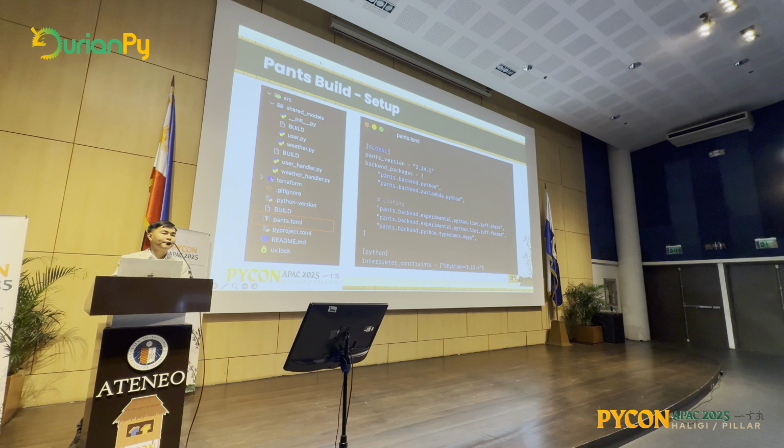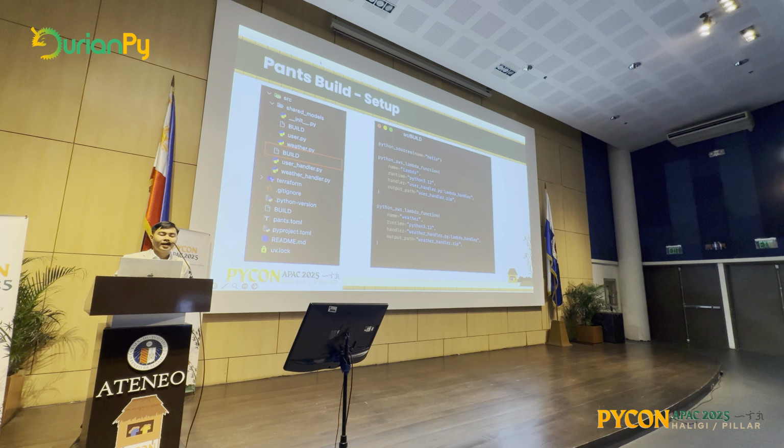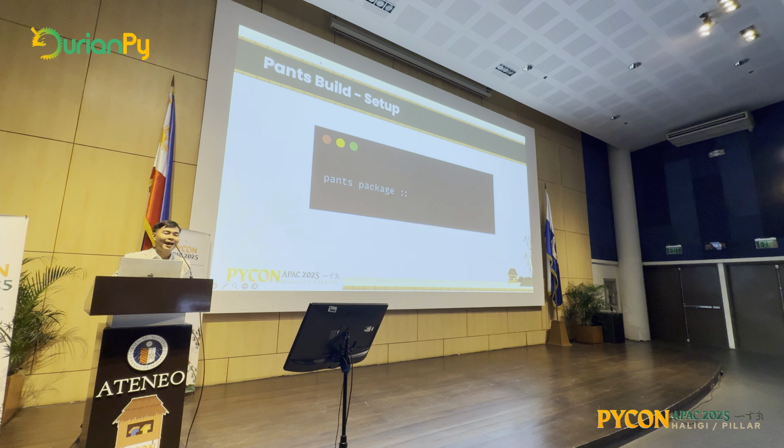The main configuration component for Pants is this pants.toml file. The important part of this is that we have the Python and AWS Lambda Python backend, which allows us to build Python Lambda functions with the build system. And here in the build file in our source directory, we have specified where the Lambda function resides and what the name of the Lambda function handler is. We specify those for each of our Lambda functions. And all we have to do is run pants package colon colon. Colon colon means you package for the entire repository.